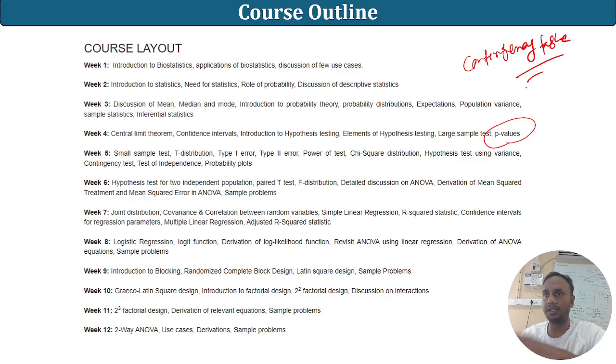The power of the test tells how much confidence you have, or the power to take a decision, either to fail to reject the null hypothesis or to accept the alternative hypothesis. After that, we checked the chi-square distribution. Whenever the number of samples goes beyond 30 and increases further, it tends toward the normal distribution. Then we checked the hypothesis test using the variance, which is the F test.